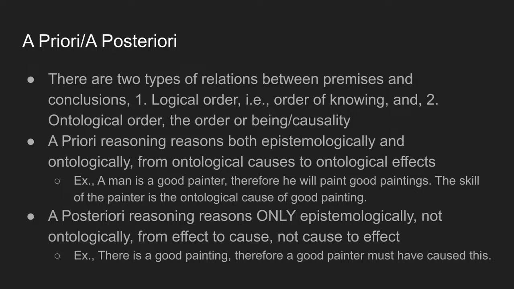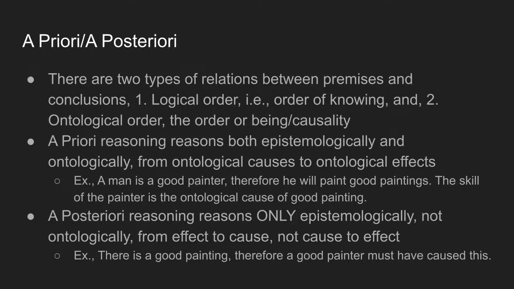Now, second, you may have something added upon the logical order, which is also called the ontological order, or the order of being or causality. Not only is the conclusion revealed in the premises, the conclusion results from the premises. So that's going to be what's called a priori reasoning, if it includes both logical and ontological order. An example is: a man is a good painter, therefore he will paint good paintings. The skill of the painter is the ontological cause of good painting.